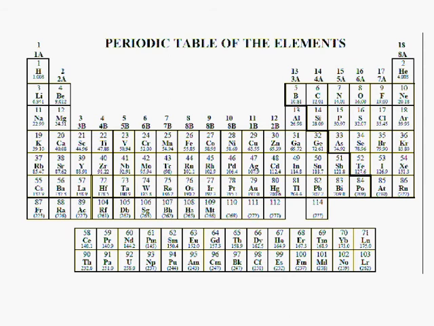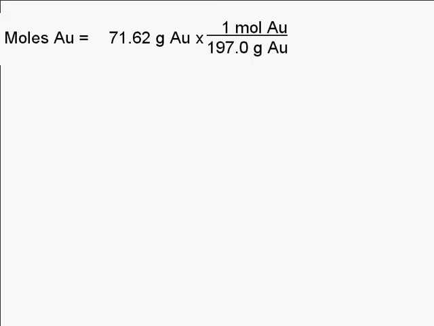From the periodic table, we get the atomic masses of 197.0 grams per mole for gold, 12.01 grams per mole for carbon, and 14.01 grams per mole for nitrogen. So to figure out the number of moles of gold, we multiply 71.62 grams of gold by 1 mole of gold over 197.0 grams of gold.